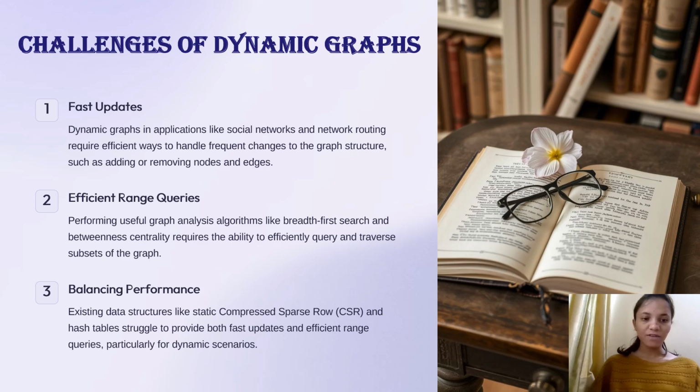The second one, efficient range queries. Performing useful graph analysis algorithms like breadth first search and betweenness centrality requires the ability to efficiently query and traverse subsets of the graph. The third one, balancing performance. Existing data structures like static compressed sparse row and hash tables struggle to provide both fast updates and efficient range queries, particularly for dynamic scenarios.